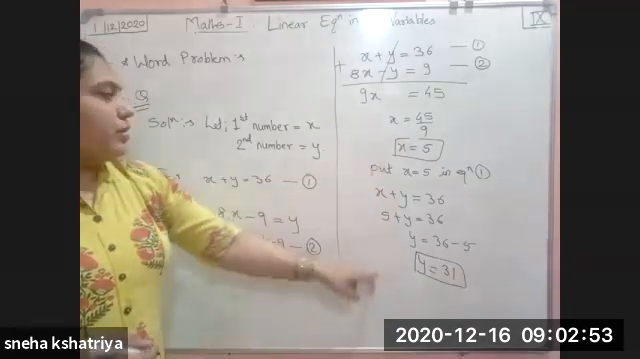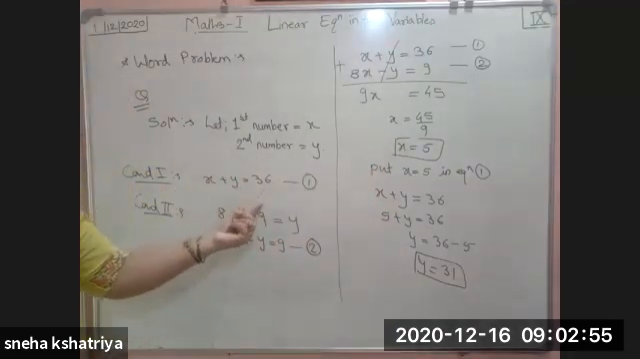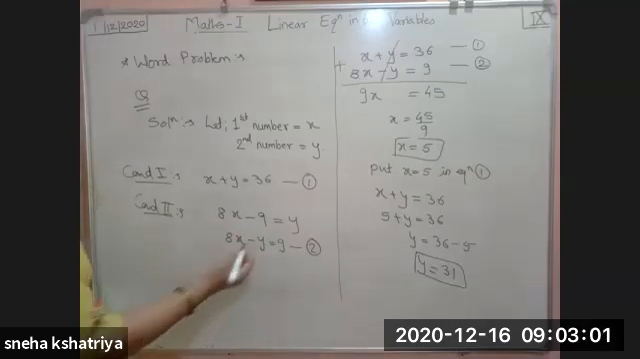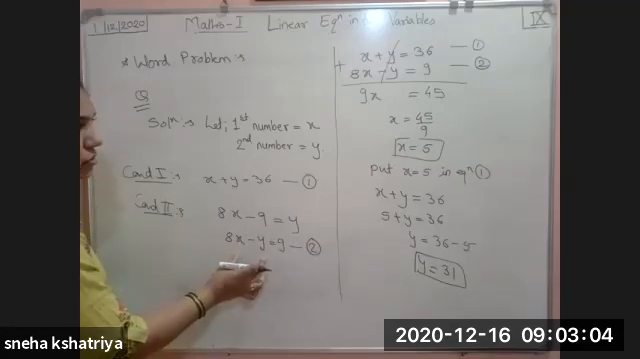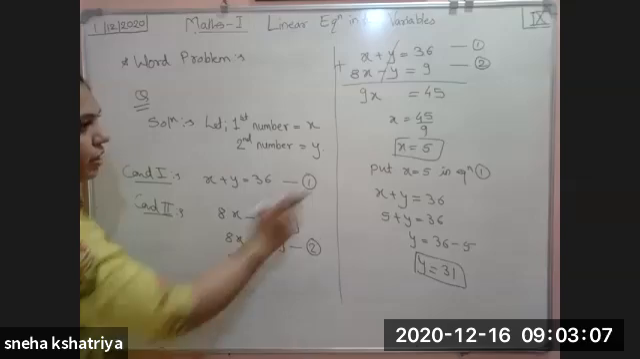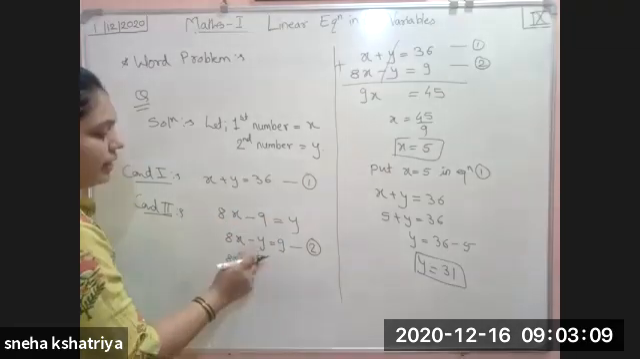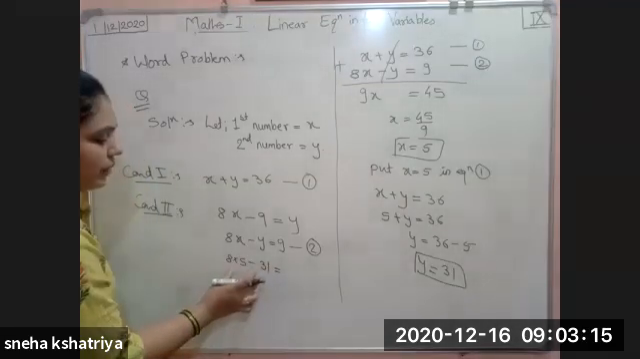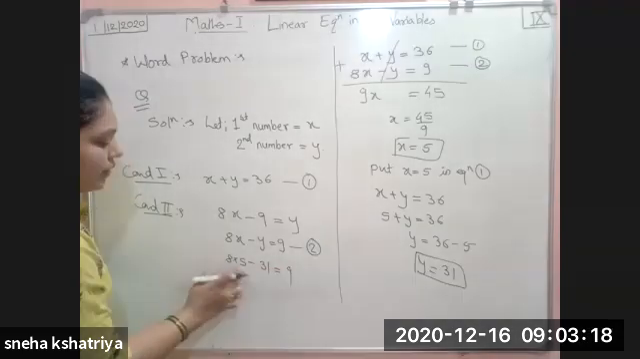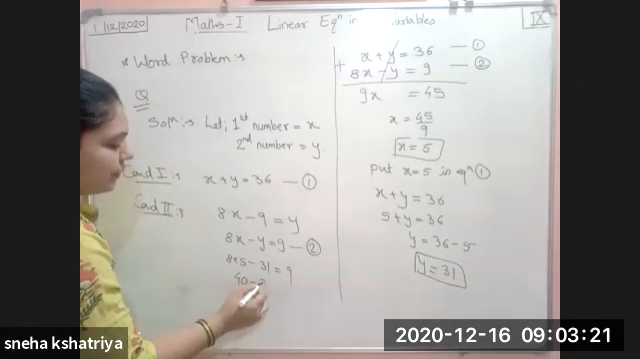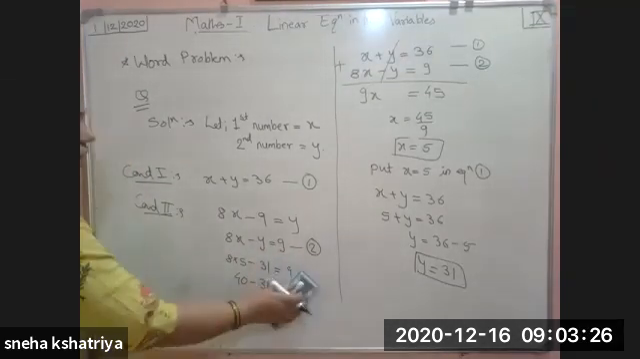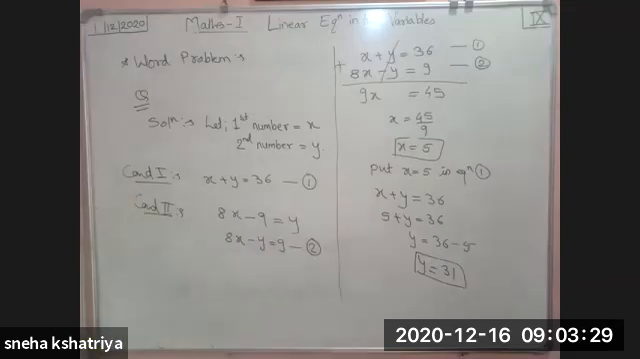The addition of these two numbers is how much? 36. We get 36, and if we check this equation also, we will get the same value. See here, if you want to verify this equation also, it will also be satisfied. 8 times x, what is the value of x? It is 5, minus y. What is the value of y? It is 31. The answer should be 9. 8 fives are 40 minus 31, how much? 9. The answer is 9. So it is also satisfied. Understood? I guess it is a very easy example.